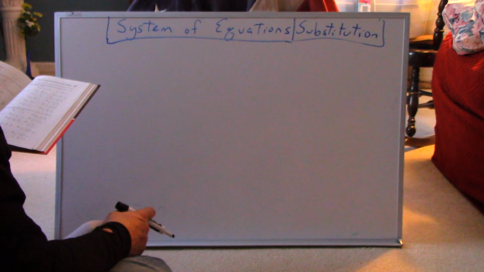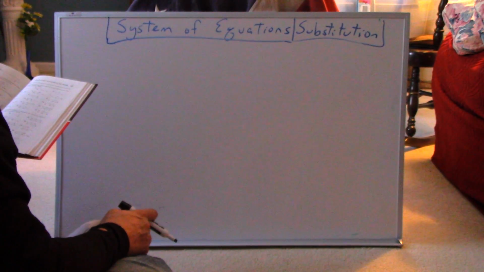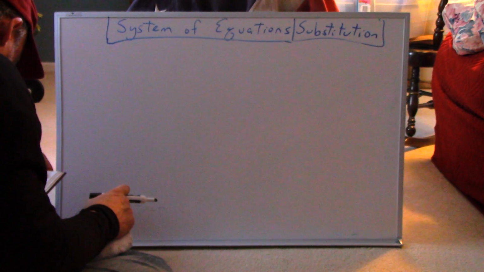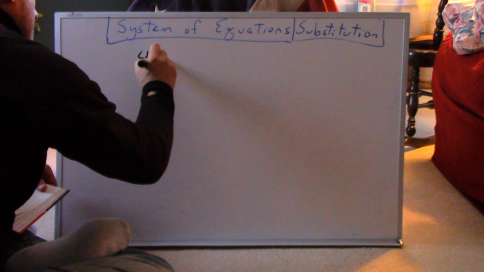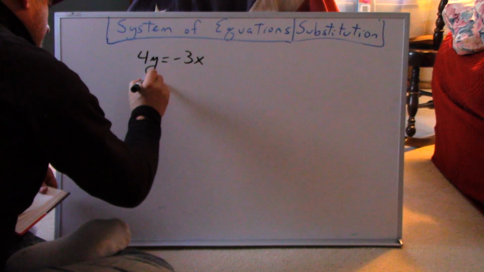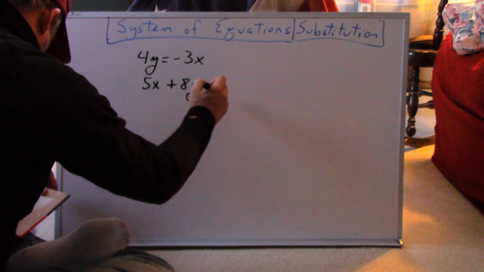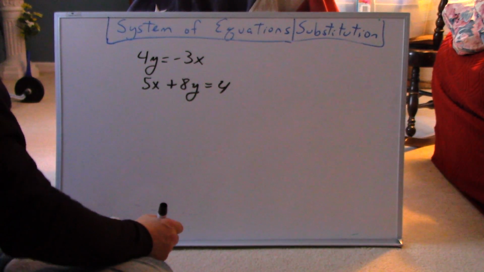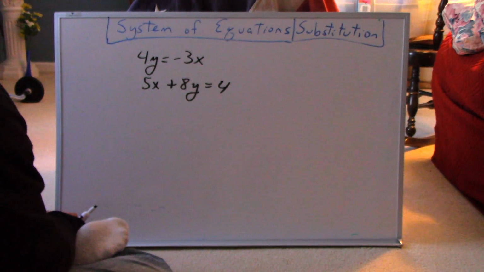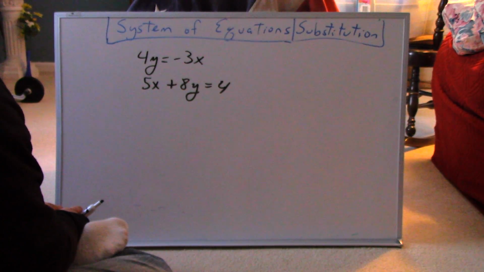Okay, so let's do another one here. Now, here we go. Let's do one that's a little tricky, I guess. 4y equals negative 3x. 5x plus 8y equals 4. Now, I've never seen this problem before, but let me think about it a minute. What would I do? Well, it's going to be a little complicated, I think. We're going to have a fraction here. But that's okay.